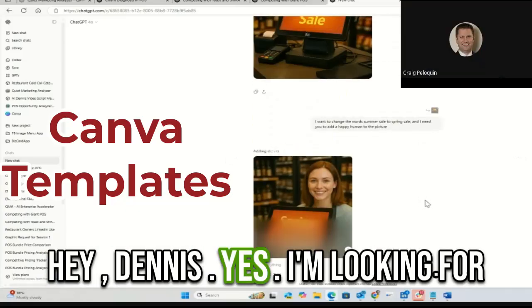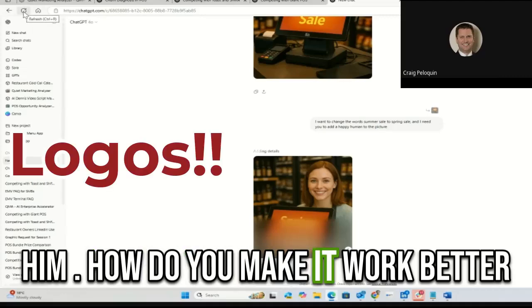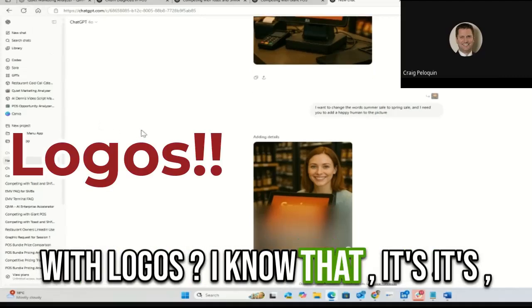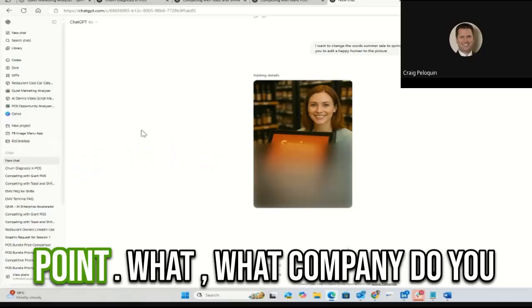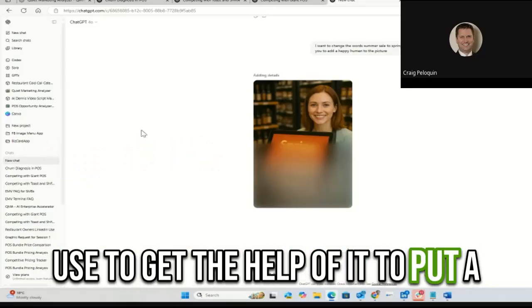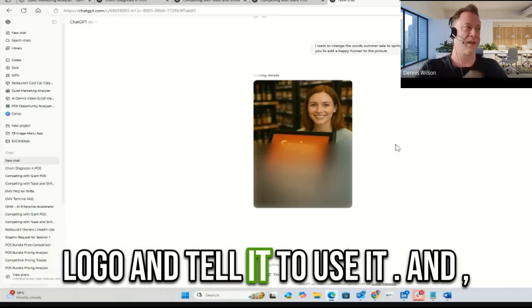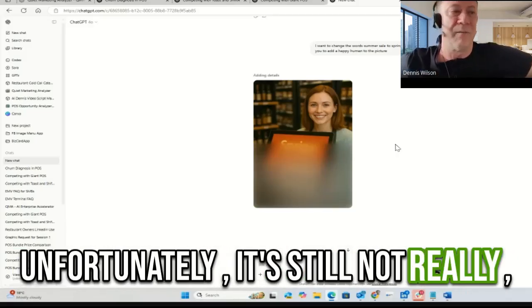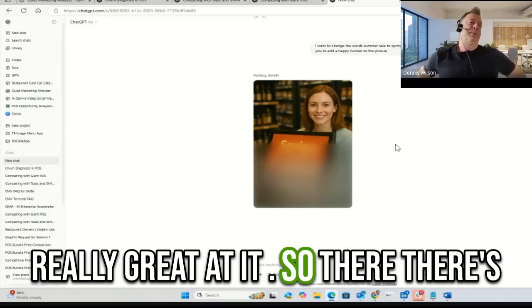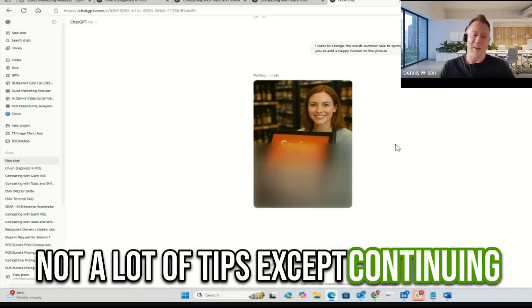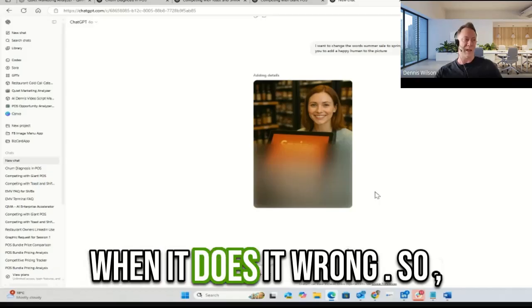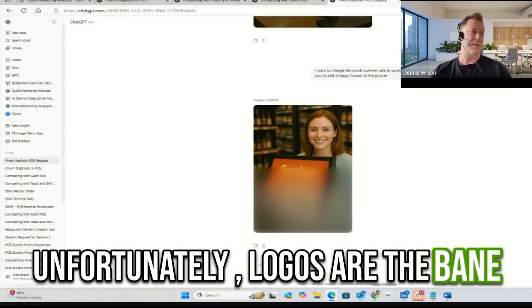Hey, Dennis. Yes. Quick question for you. How do you make it work better with logos? I know that's a testy point. What company do you use to help it put a logo in it? Well, when you're doing a logo, you need to upload the logo and tell it to use it. And unfortunately, it's still not really great at it. So there's not a lot of tips except continuing to just mess with your prompt when it does it wrong. So unfortunately, logos are the bane of its existence.